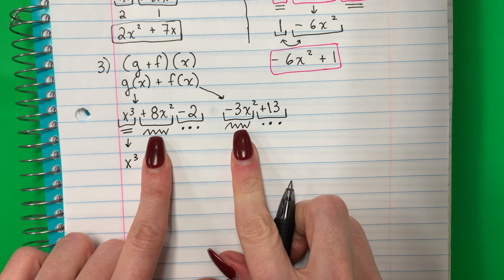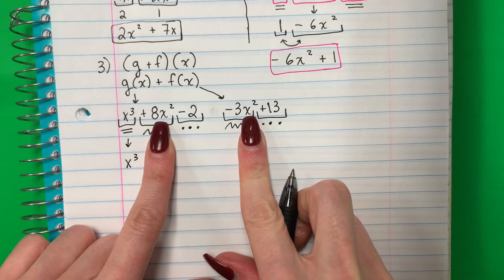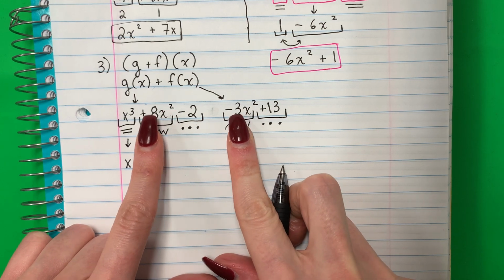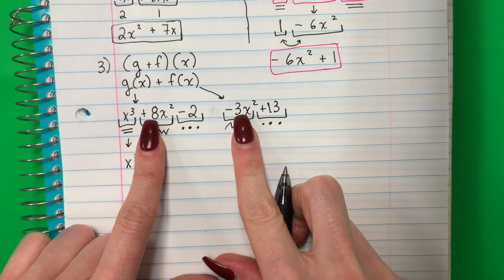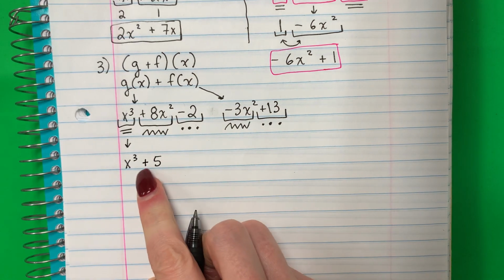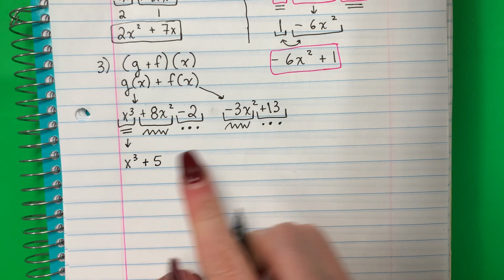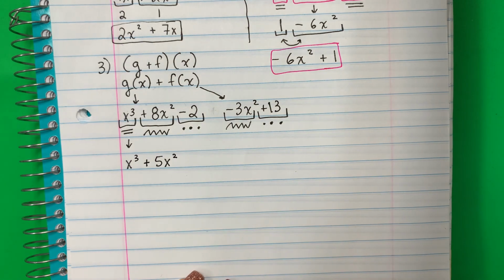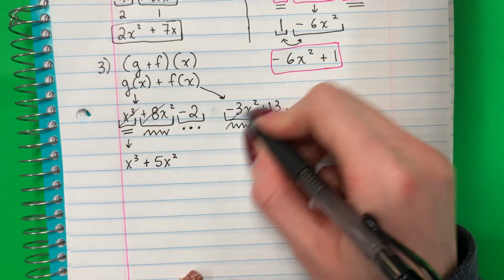These I can combine, because they have the same variable and exponent. 8 minus 3, 5. Positive. Don't forget the sign. X squared. So I'm done with that one, done with that one, done with that one.